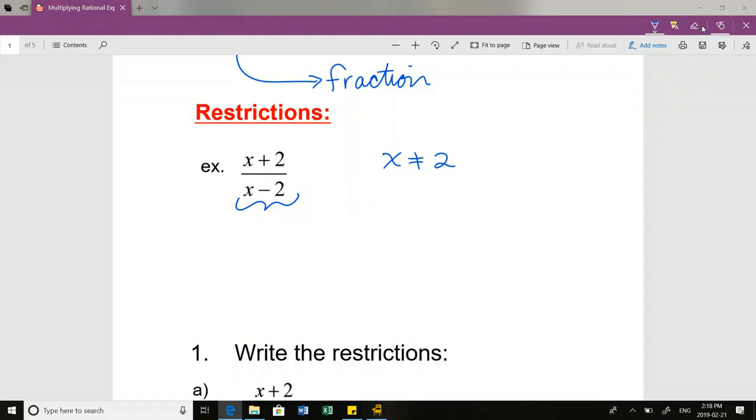Okay, so that's kind of the idea. I don't need to restrict the numerator. It's okay to have 0 in the numerator. So we're just looking at that expression or expressions in the bottom and seeing what we need to restrict. Okay, so no denominators of 0. Sorry. Actually, let's just do this.